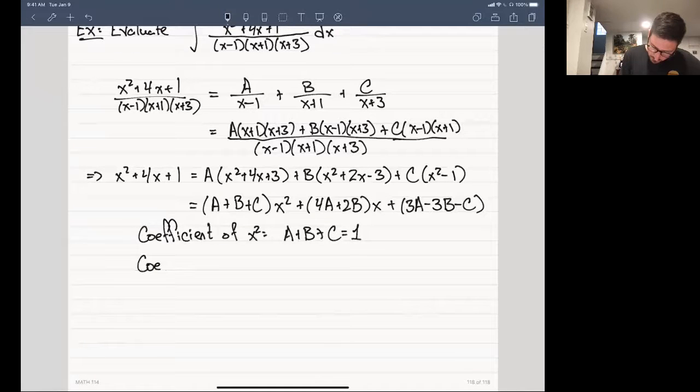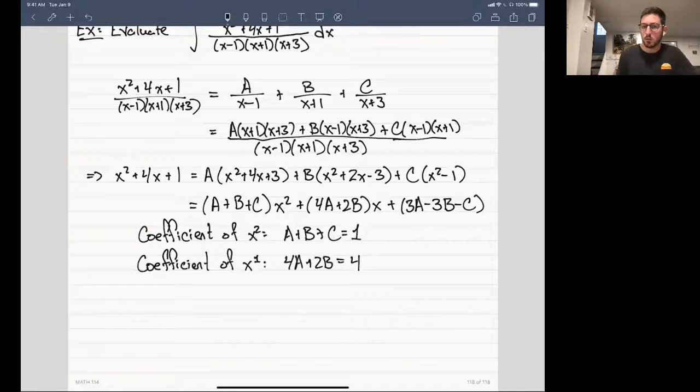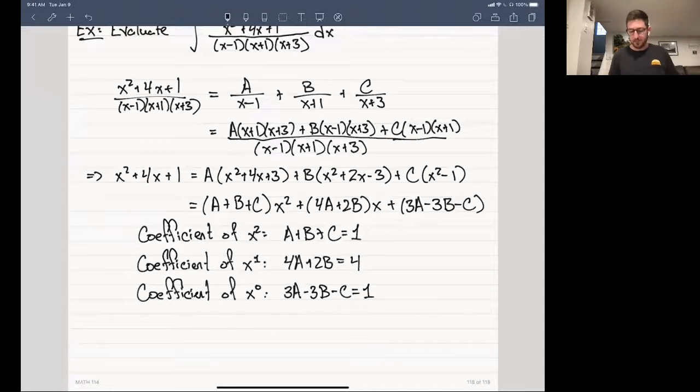And the coefficient of x to the power of 1, so just x, gives me 4A plus 2B is equal to 4. The 4 is coming from the left-hand side where we have a 4x. And the coefficient of x to the 0 gives me 3A minus 3B minus C, which is equal to 1.